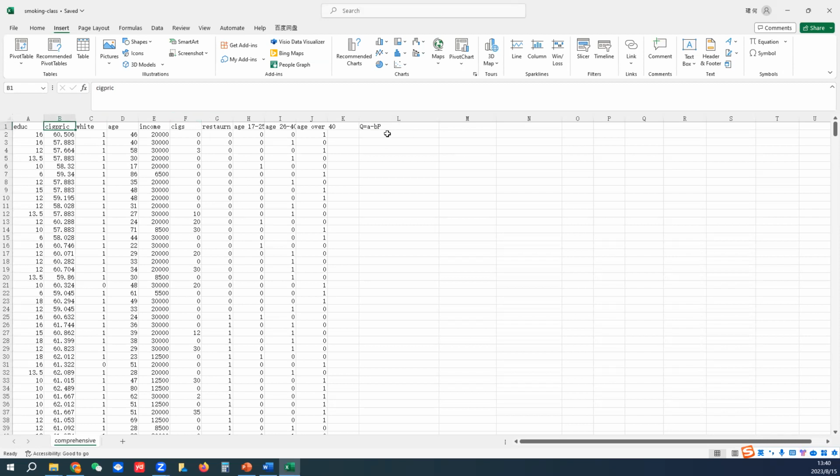And in this case, the population is cigarettes, which is quantity, equal to beta 0 minus beta 1 multiplied by cigarettes price, plus U. So the U again is the error term, okay?